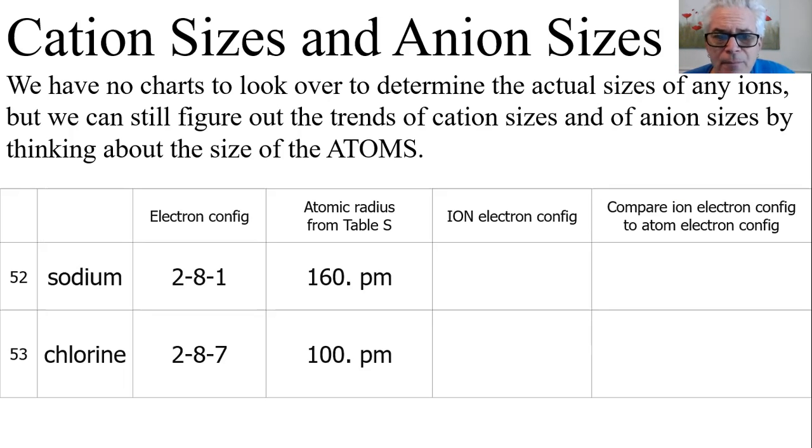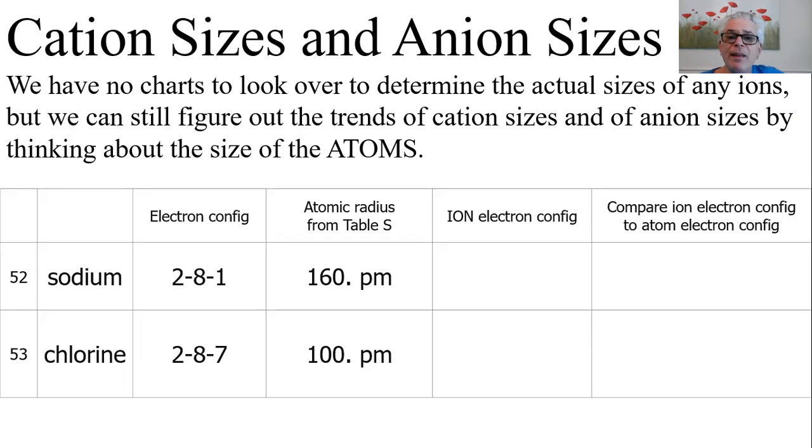Chlorine's a lot smaller. Chlorine has more electrons and more protons. Oh, more protons. 3 orbitals, more protons, pulls it tighter. Going across the table, the atoms get smaller because you add more electrons to the same number of orbitals, but more and more positive protons pull them tighter and tighter.